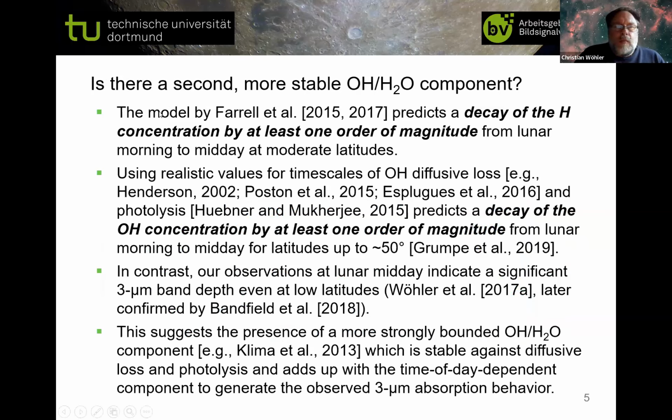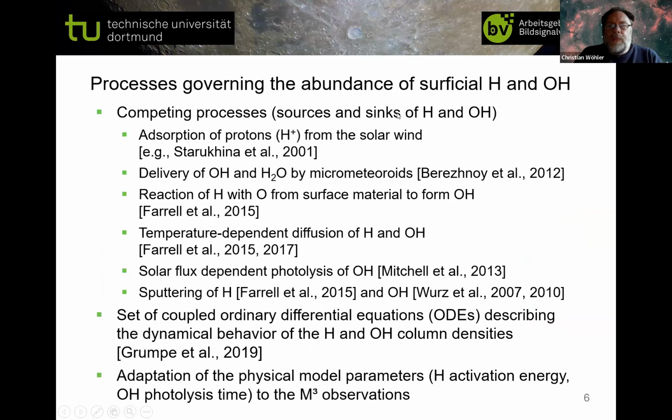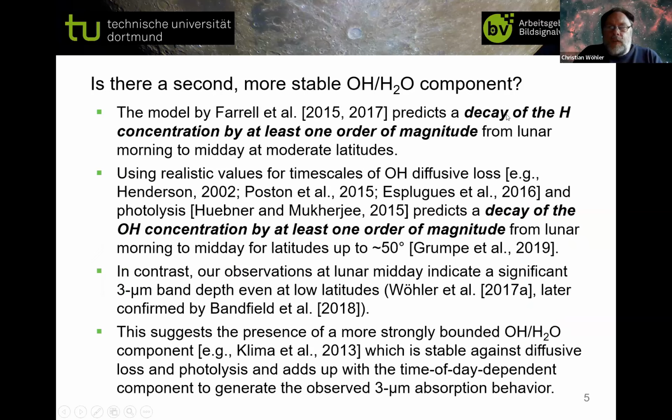Then let's look at models by others. There is a model by Farrell et al., published in 2 stages in 2015 and 2017, which predicts a decay of the hydrogen concentration by at least 1 order of magnitude from lunar morning to lunar midday at moderate latitudes. Why only H? Because they only simulated hydrogen and not hydroxyl.